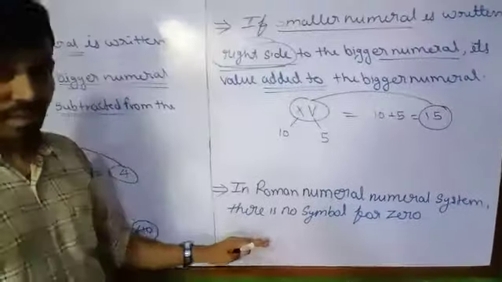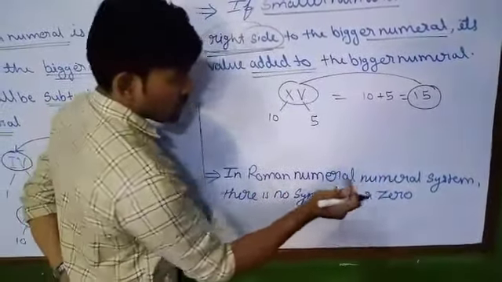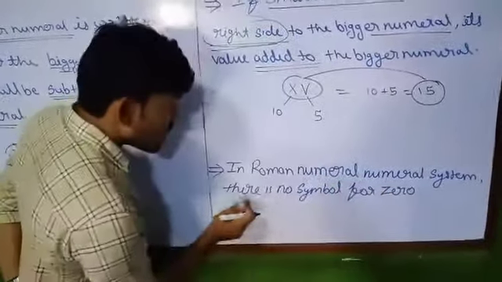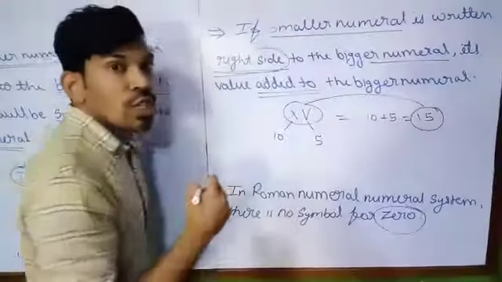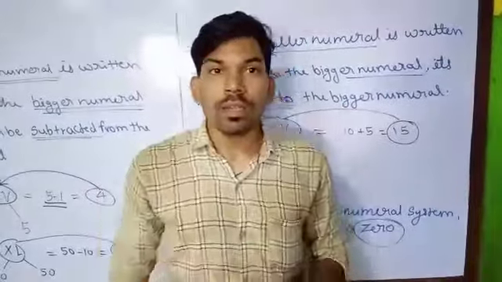In the next principle, in the Roman numeral system, there is no symbol for 0. There is no specific symbol used for writing 0.